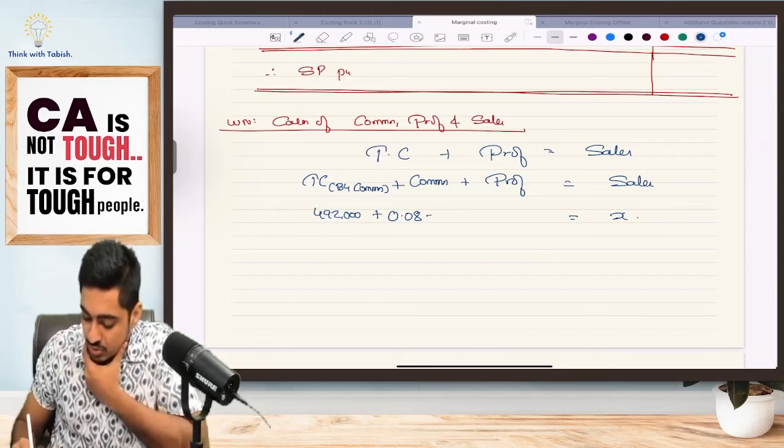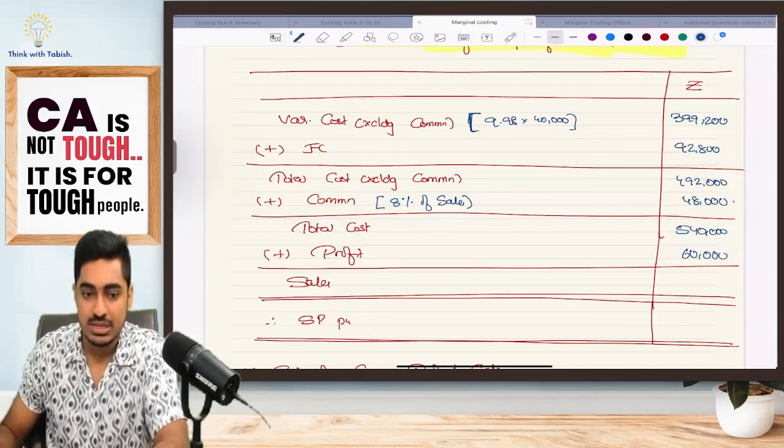Therefore, sales is equal to x is equal to 6 lakh rupees. Profit is equal to 0.1x, 10%, 60,000. Commission is equal to 0.08x, 8% of that. I think 6 8s are 48,000. Yes or no, everyone? Yes, we've got all the data. Pay attention. This is going to be 48,000. That means what is going to be total cost? 492 plus 48, it is going to be 5,40,000. Profit is going to be 60,000 we've calculated. That means my sale value is going to be 6 lakh.